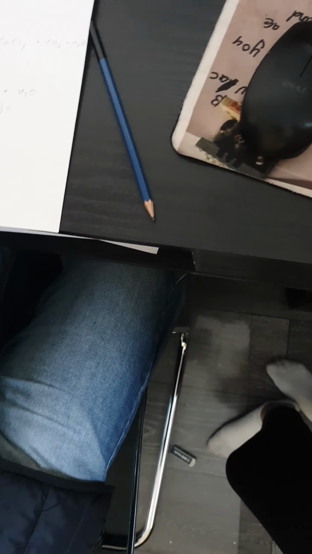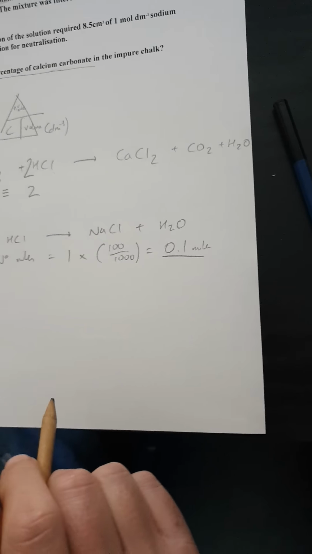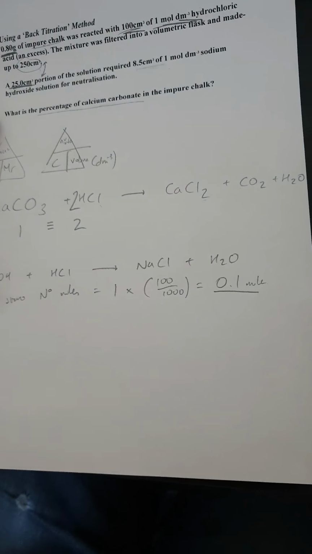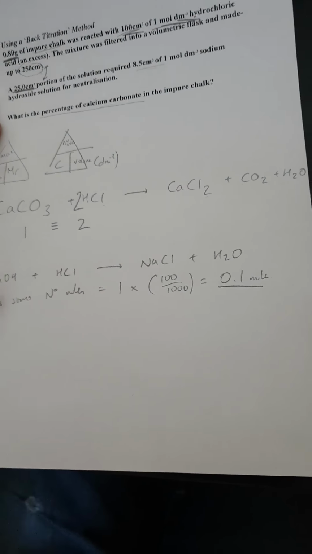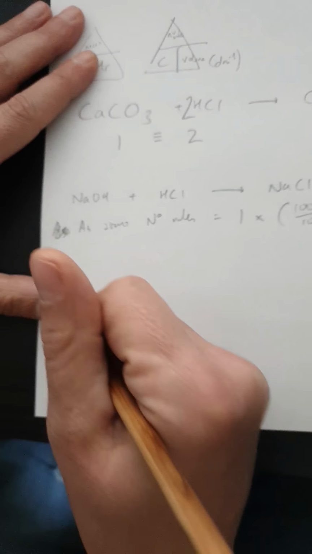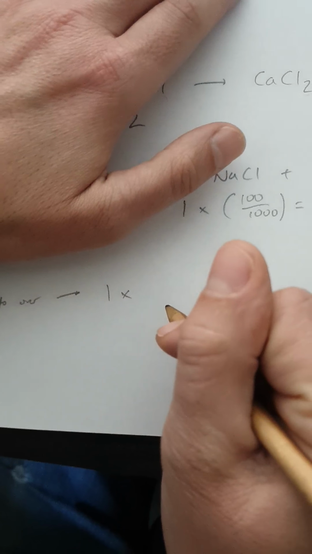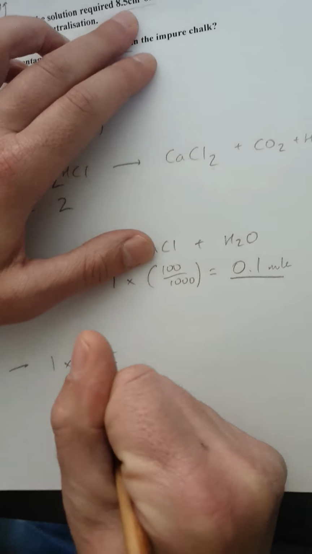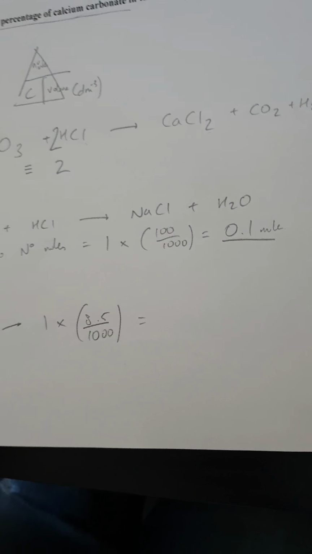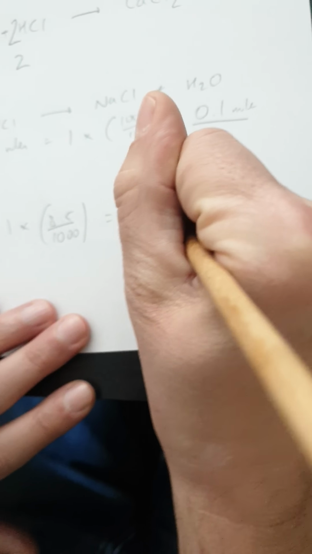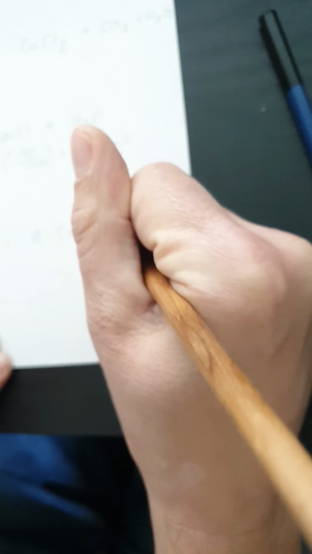And remember, that is what we start with. And then the next part is this, okay? We're going to work out how many moles of leftover HCl was titrated against the sodium hydroxide. So at the start, leftover, we've got number of moles again equals concentration, which was 1, times 8.5 divided by 1000, which equals 8.5 times 10 to the minus 3 moles.